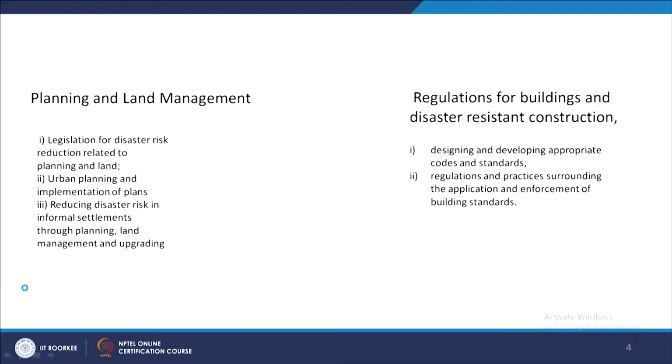There are 2 parts. One is planning and land management. The second part is on the regulations for buildings and disaster resistant construction. In the first part, this has been further divided into 3 components. One is the legislation for disaster risk reduction related to planning and land. The second one is urban planning and implementation of plans. The third one is reducing disaster risk in informal settlements through planning, land management and upgrading. So, the focus has been very much on the informal settlements.